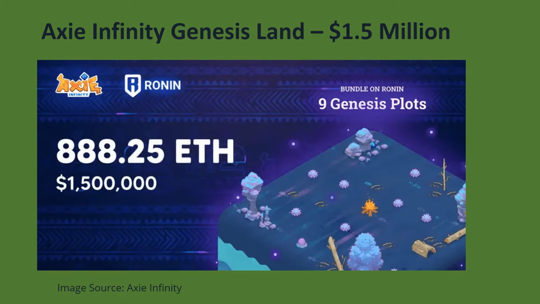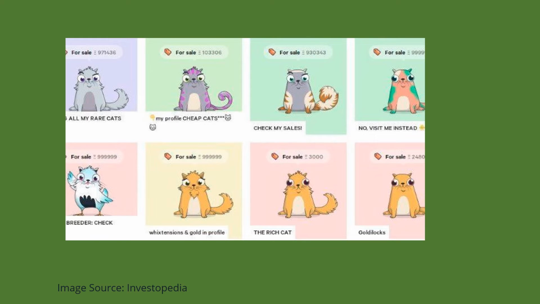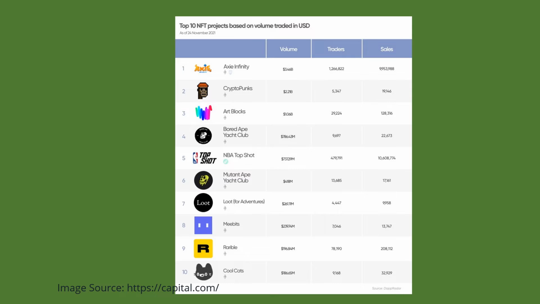Axie Infinity. This is a virtual game that is based on Ethereum. Genesis plot. It's very rare in the game, and it was auctioned for a whopping $1.5 million. CryptoKitties. These are very rare forms of CryptoKitties. These are the top 10 NFT projects based on the volumes, in US dollars. You can check out these NFT sites later for reference.